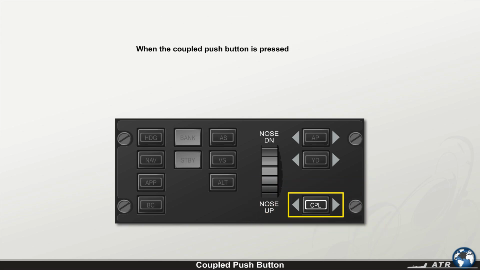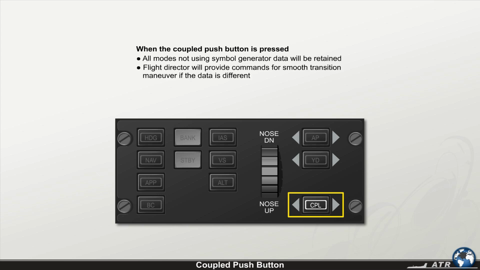When the coupled push button is pressed, all vertical and lateral modes that do not use symbol generator data (altitude hold, altitude select, vertical speed, indicated airspeed, and go-around) will be retained, and the flight director will provide commands for a smooth transition maneuver if the data on the new coupling side is different, for example, a different barometric setting. All modes using symbol generator data (nav, back course, and approach) will be disengaged if the coupled side is changed.